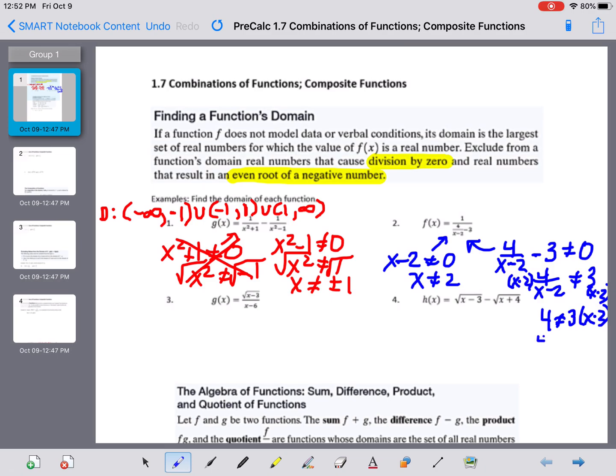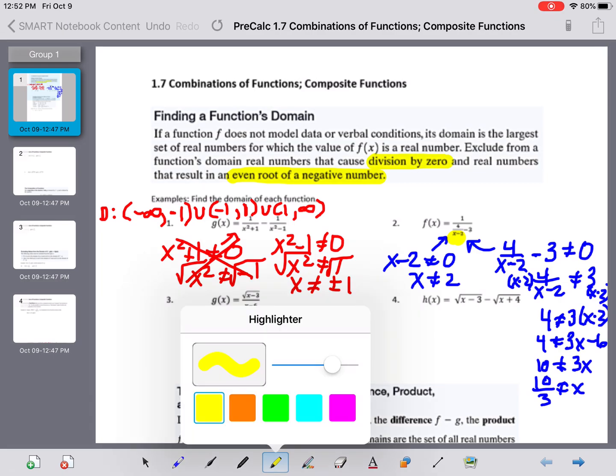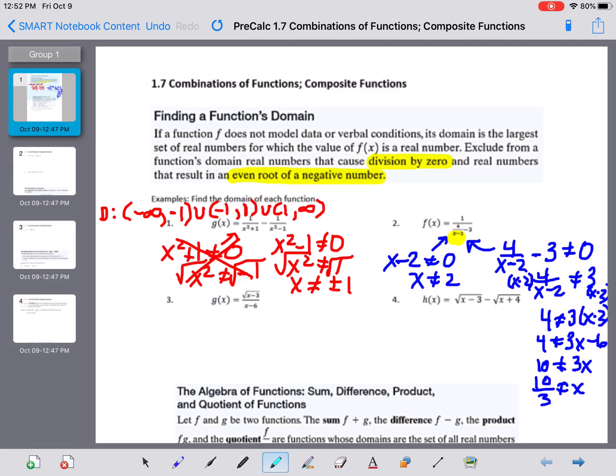Distribute the 3, right? 3x minus 6, add 6, divide by 3. I cannot have x equal to 10/3 because that would make that denominator equal 0 as well. So to make sure we understand this, I had a tiny denominator, which says x can't equal 2. And then I have my full denominator, which cannot equal 0. So I had two different denominators I was looking at there. So I get these two values that x cannot equal, the 2 and the 10/3, okay?